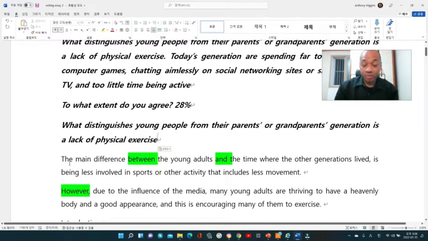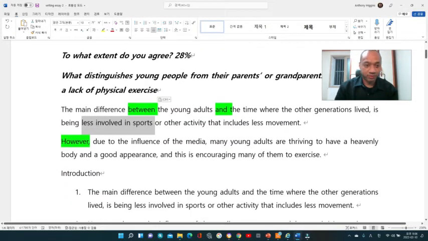If you compare this sentence and this sentence, the way I paraphrased it is: the main difference between the young adults, which is comparable to young people, and the time where the older generations lived is being less involved in sports or other activity that includes less movement. So rather than putting lack of physical exercise, I put less involved in sports or other activity that includes less movement.